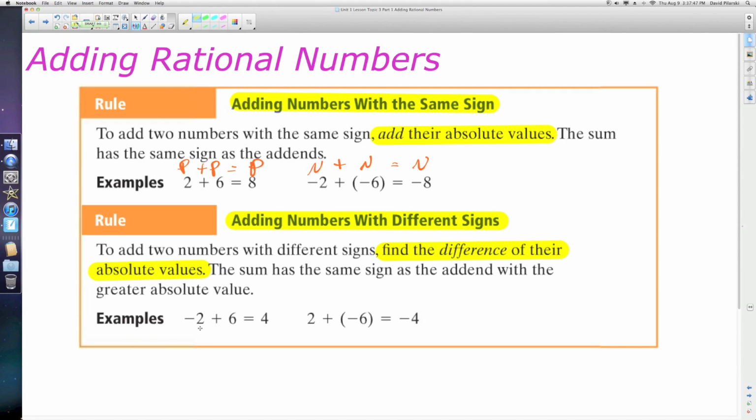And you can see down here that if you have a negative plus a positive, the answer is positive. And in this case, you have a positive plus a negative, the answer is negative, because negative 6 has a greater absolute value than 2. Here, positive 6 has a greater absolute value than negative 2, so the answer is positive. So when you're adding numbers with opposite signs, the answer really depends on which number has the greater absolute value. Let's take a look at this in some examples now.